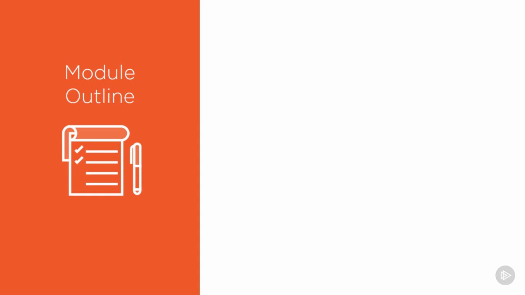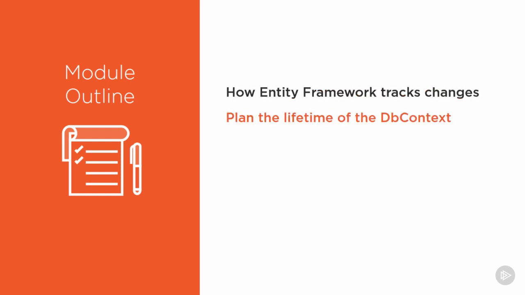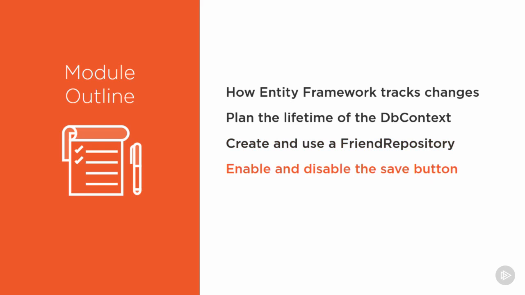The first thing that you learn in this module is how Entity Framework tracks changes. With this knowledge, we are able to plan the lifetime of the Entity Framework DbContext in the Friend Organizer application. We will create and use a friend repository that wraps the DbContext and that has a HasChanges method. This HasChanges method will return true if the models in the DbContext have any changes. In the Friend Detail ViewModel, we will use this friend repository and we will enable and disable the Save button if the model has changed or not.